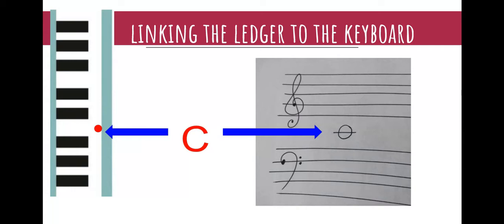And you'll see a photo here on the video. I've got a keyboard which I've rotated on the left hand side, and then I have a staff on the right hand side, and on there I've written middle C, and I've got an arrow pointing from middle C on the staff to the middle C on the piano keyboard. This is just to give you an example of the sorts of things we'll be going through.